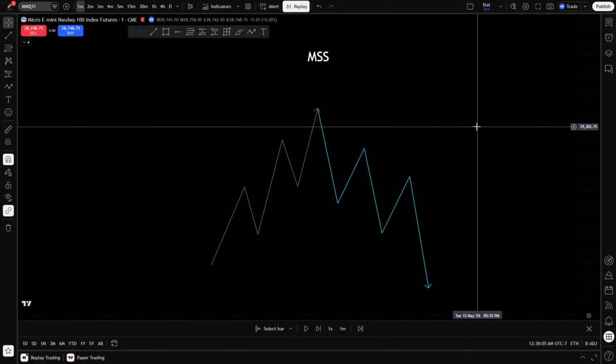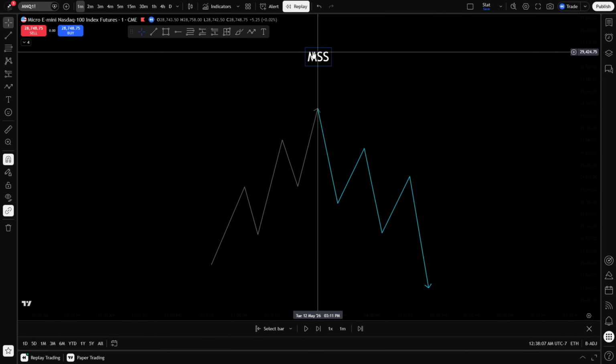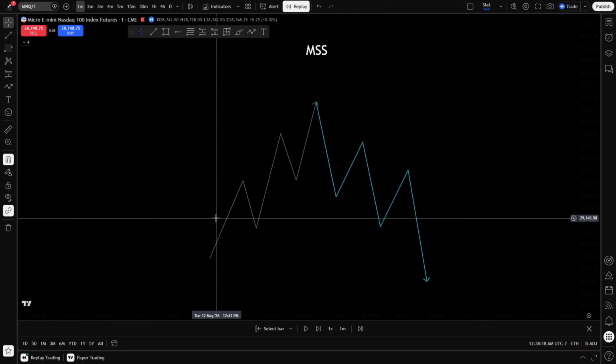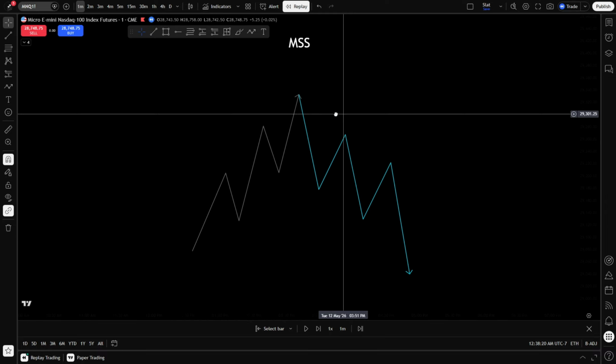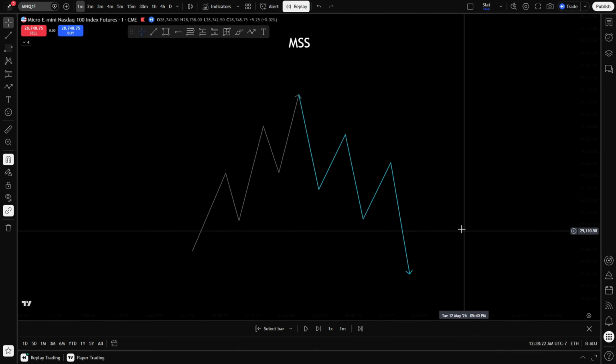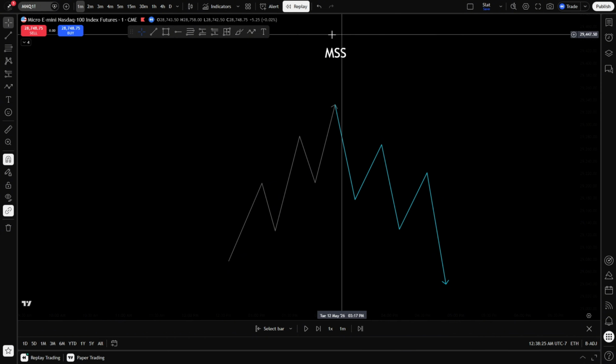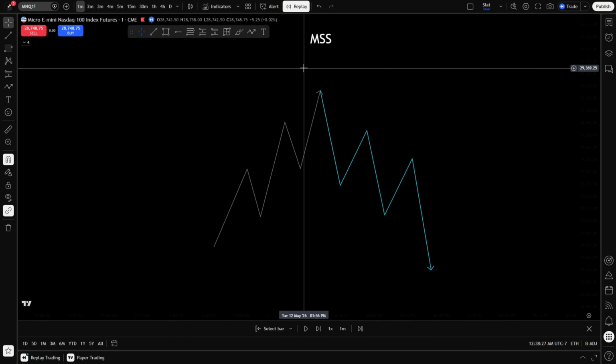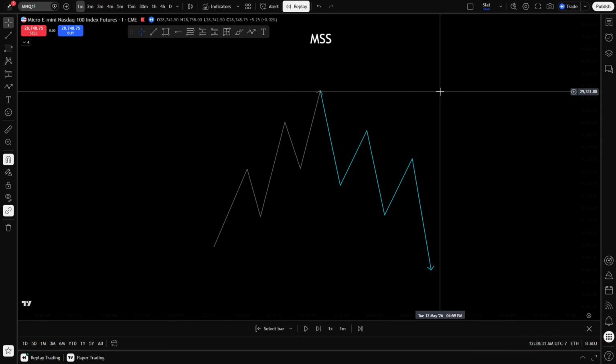Now, I will teach you guys market structure shifts. Market structure shift is when price is in a bullish trend and then switches to a bearish trend, right? That is a market structure shift. So how do you actually spot this? Quite simple, to be honest.